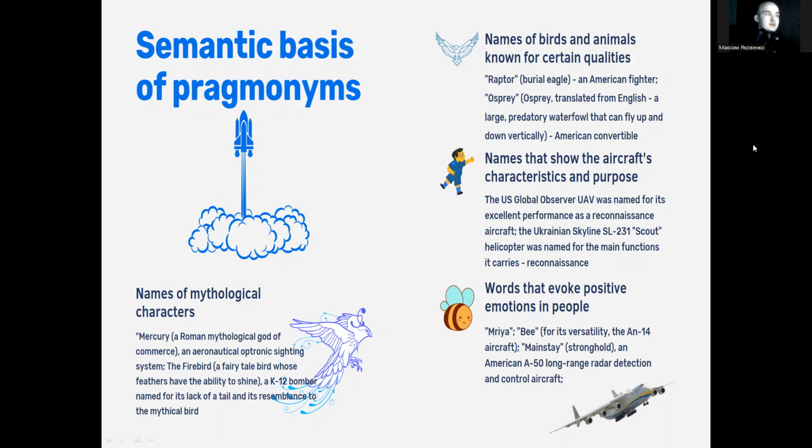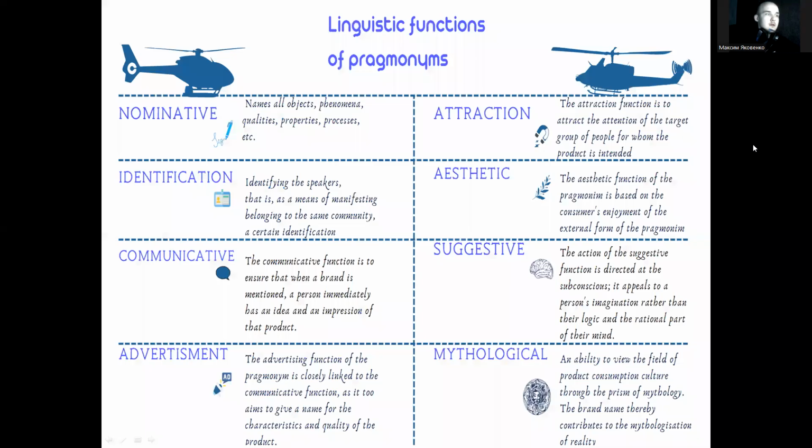Thus, the main method of creation of pragmonyms in innovation terminology is metaphorization of commonly used names. The following functions of pragmonyms are defined: nominative, identification, communicative, advertising, attraction, aesthetic, suggestive, and mythological.